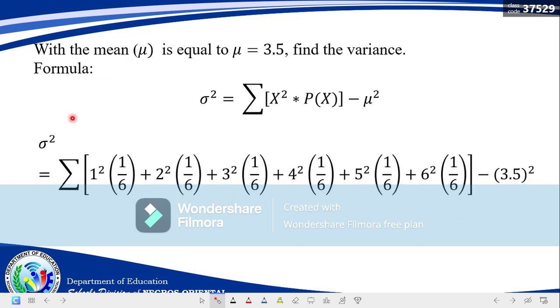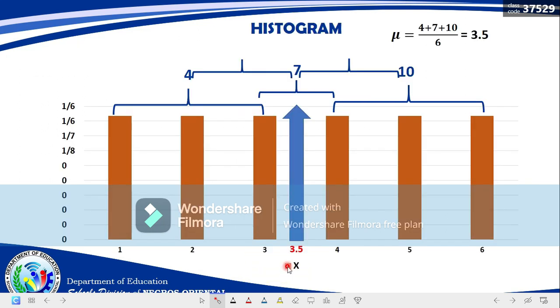So we get the variance is equal to the summation of 1 squared. Using this formula, we square the x, the variable, then multiply it with its probability. So we get like this. And then afterwards, we are going to simplify the summation of this after squaring and then multiplying. And then we have 15.17. And then minus the square of 3.5 is 12.25. So the answer is 2.92. This is now the variance. And 2.92 is quite near to 3.